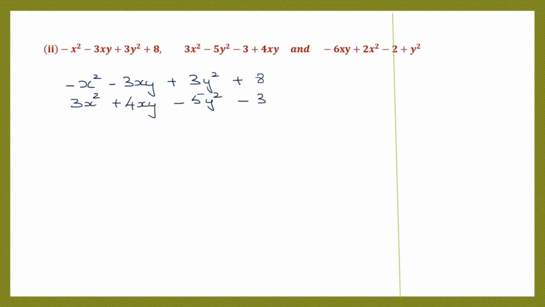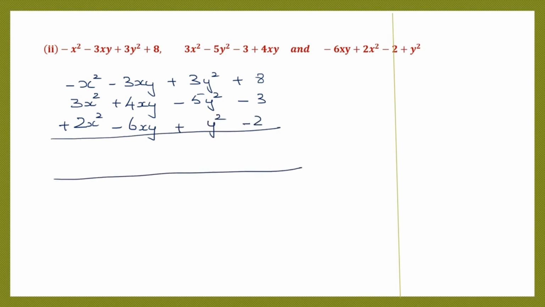The last one: minus 6xy plus 2x square minus 2 plus y square. Okay, we have all our polynomials there. Now let's start our addition. Before that, see what's missing. So here we have 1 missing. The first row is fine. Second row, we have a plus sign missing, otherwise it's okay. And the third row, we have 1.